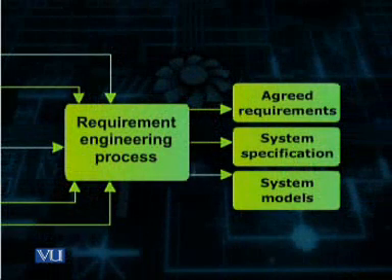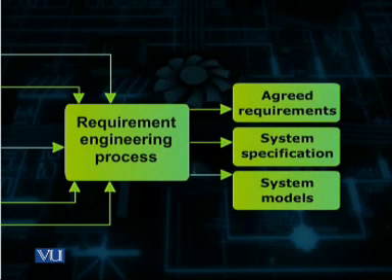The second set of output is the system specification. This is a more detailed specification of the new system, and it may not be produced in all cases. In some cases, you would want to have a detailed description of what the system would look like, and in simple products it is not necessary to produce a system specification.